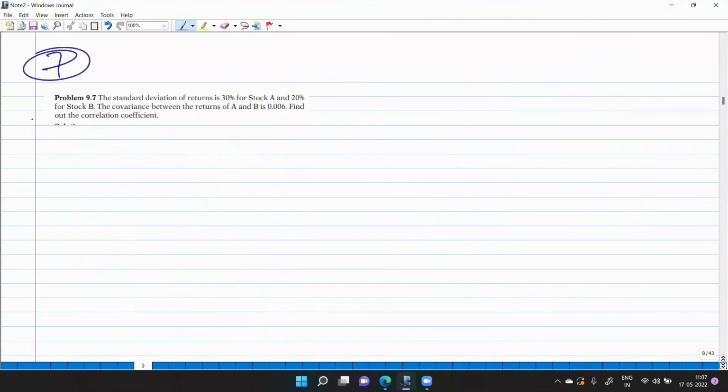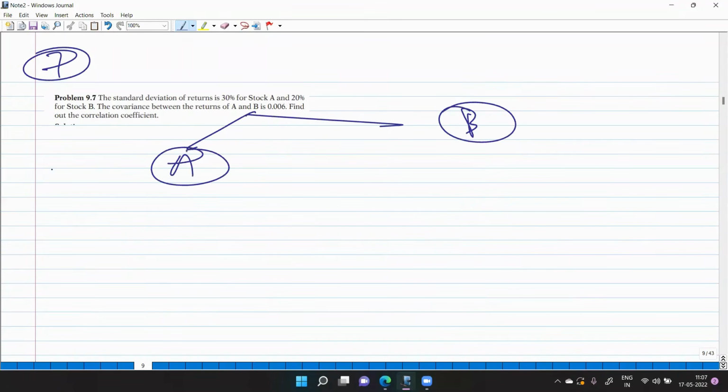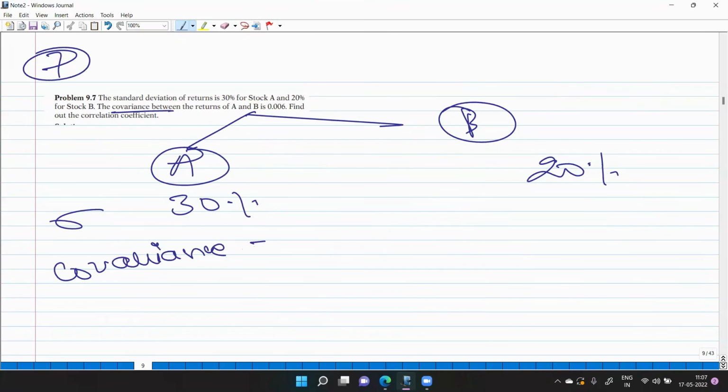Now let's solve the seventh question. The standard deviation of return in security A, एक स्टॉक B है, एक A है and एक B है. The standard deviation, that is the risk, is 30% here and 20% here. The covariance, I have been given covariance, that is this into this into this is equal to 0.006.